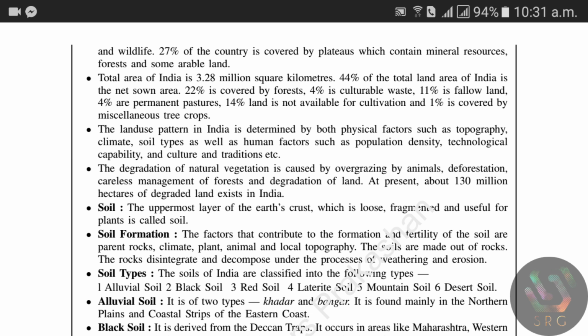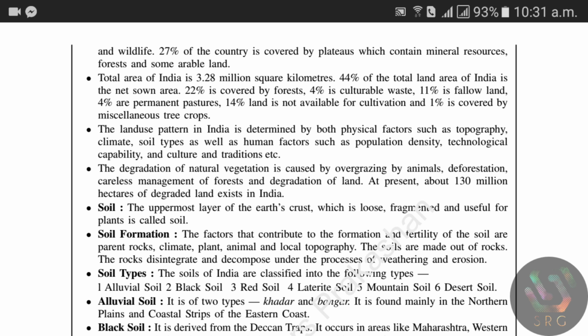So, total area of India is 3.28 million square kilometers. 44% of the total land area of India is net sown area. You have to remember it if you are from CBSE. These points are really important for you because this is going to come in your examinations. 22% is covered by forests, 4% is cultivable waste, 11% is fallow land, 4% are permanent pastures, 14% land is not available for cultivation, and the last 1% is covered by miscellaneous tree crops.